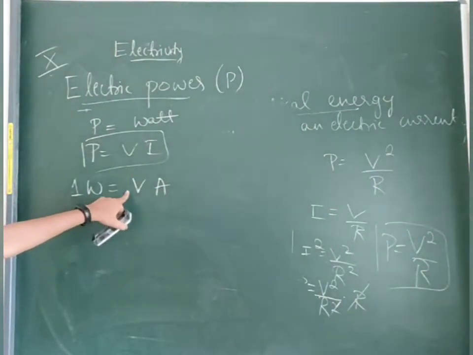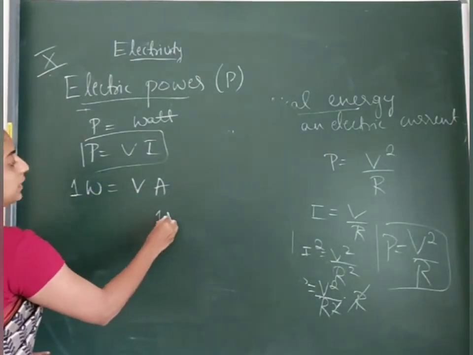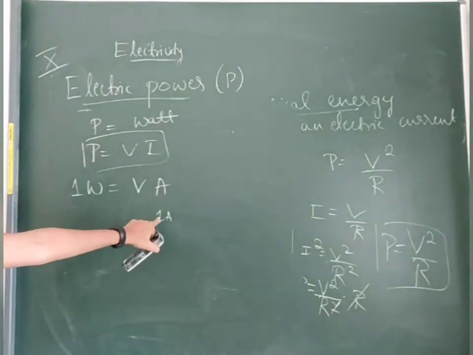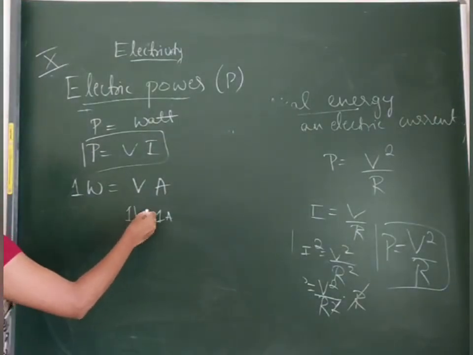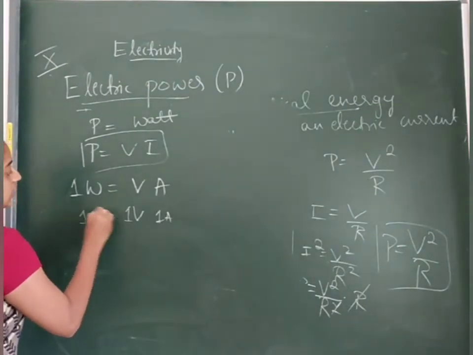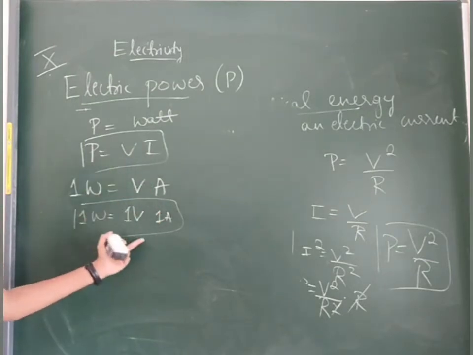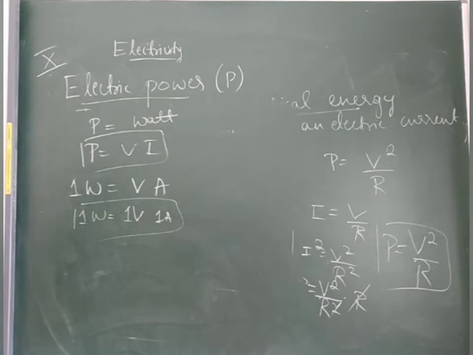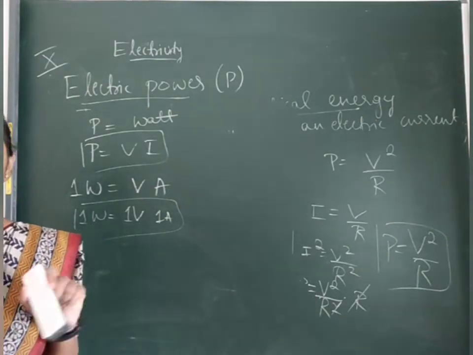It is nothing but 1 ampere of current used to obtain a potential difference of 1 volt. So that means we are defining 1 watt in terms of SI units of the power. That's all. What is the meaning of 1 watt? 1 ampere of current used to obtain a potential difference of 1 volt. The normal SI unit of power is nothing but watt.